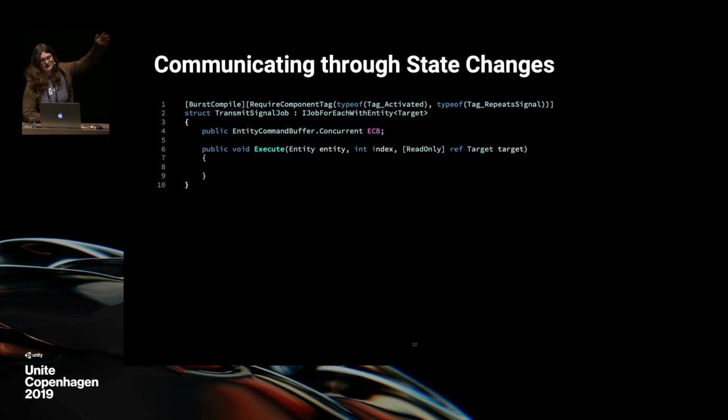So here's our job again, and you'll see it has a new attribute on it. The require component tag attribute allows you to require that a component is present on the entities the job iterates over. The name's a little misleading. You can use any component with the require component tag attribute, but essentially the way to read this job is: execute on every entity that has a tag activated, tag repeats signal, and target component. This job also, you'll notice, is a with entity, which means it gives us the entity we're iterating on and an index unique to each job. That's going to be important later.